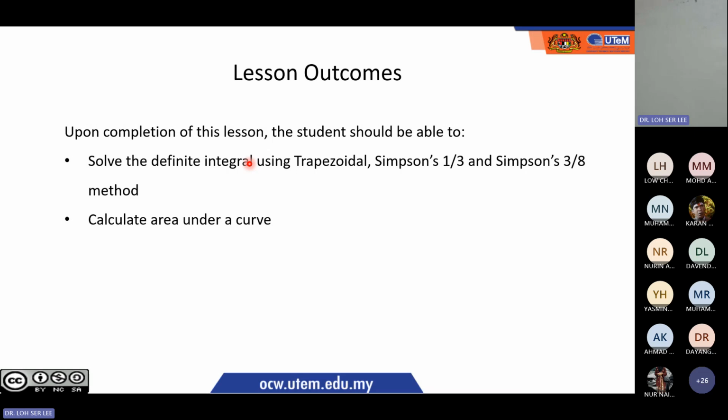This is definite integral. These three different methods, trapezoidal, Simpson's 1/3, and 3/8, will be used to solve definite integral only. Without the limit given, we can't solve the integration by using these methods. The second learning outcome is that you are able to calculate the area under a curve.